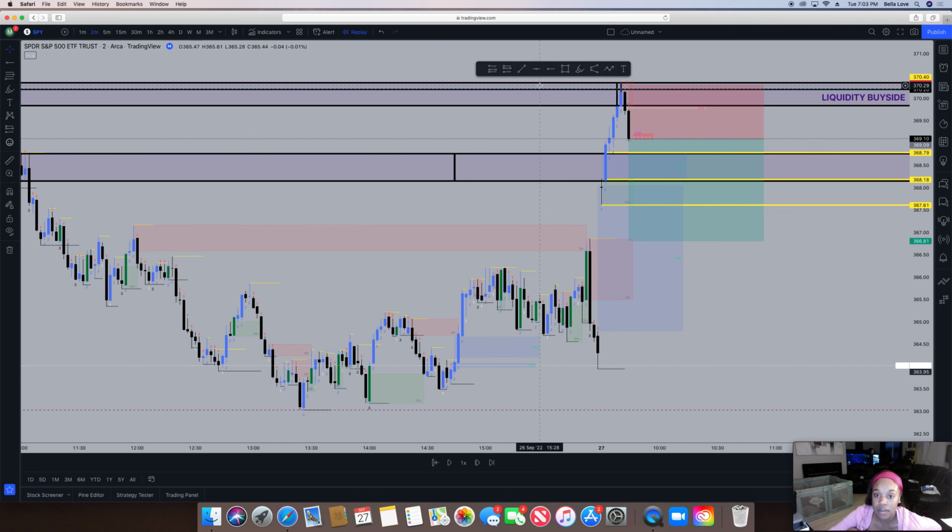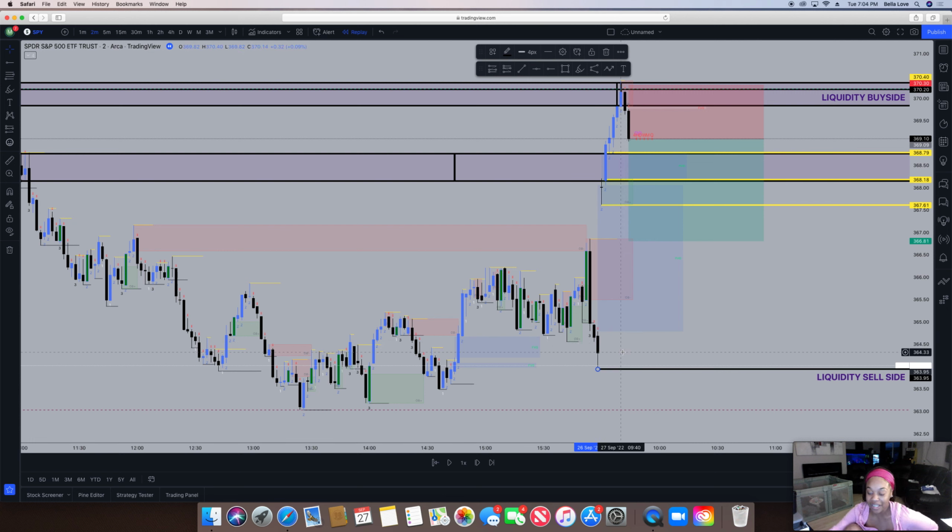So also, there's liquidity to the sell side way under 363. So eventually we know that it has to go back down there, and then once liquidity is taken out, I'll basically be looking for someone to take calls. But in this moment, I am looking for puts.